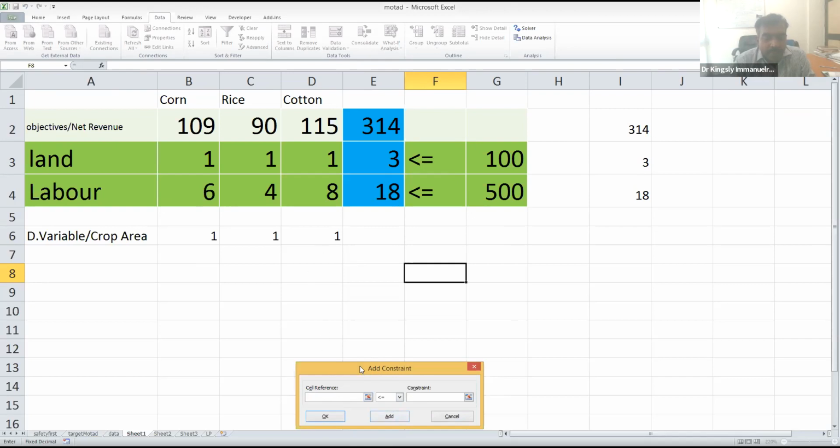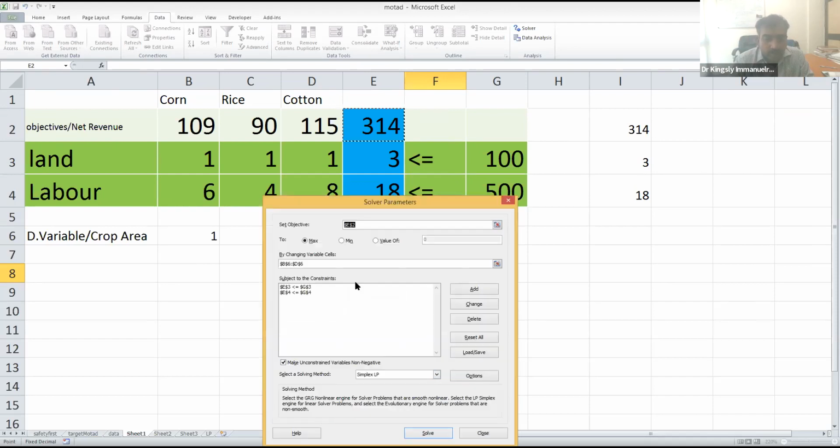Next, labor. I'm giving cell reference, the cell value of 18, less than equal to constraint. I'm indicating the cell where 500 is located. So these are my constraints: only 1 objective function, 2 resource constraints. Now we are ready to run the model. Simplex LP I already mentioned. You remember that make unconstrained variables non-negative. Let us run it.